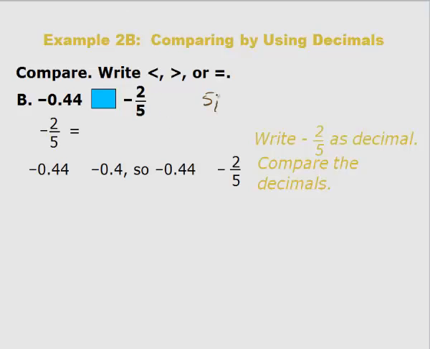So I would say 5 goes into 2. Okay, it does not. Add a decimal, add a 0. 5 goes into 20 4 times. Oh, look at it. Remainder is 0. So this is a terminating decimal of 0.4. So negative 2/5 is equal to negative 0.4, or 4/10.